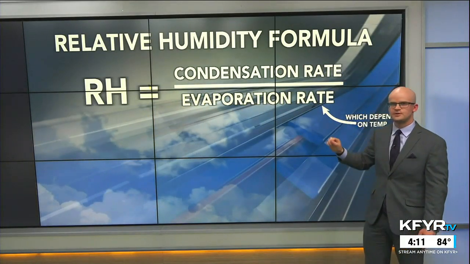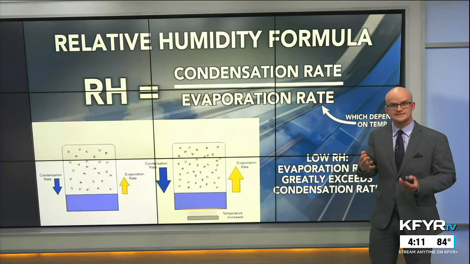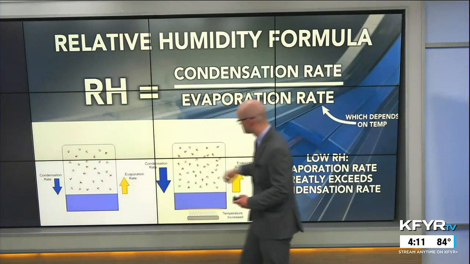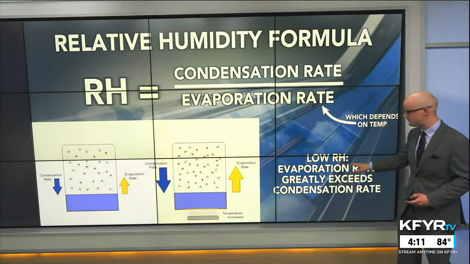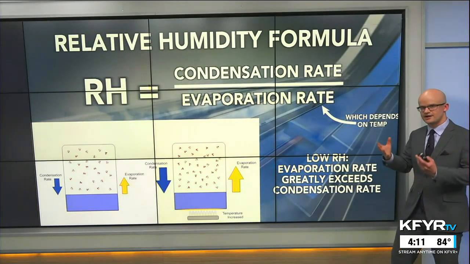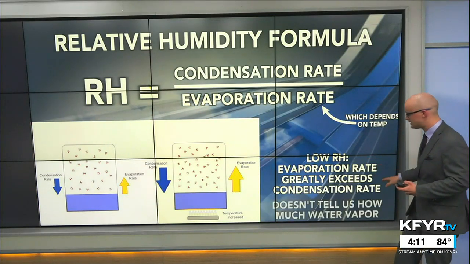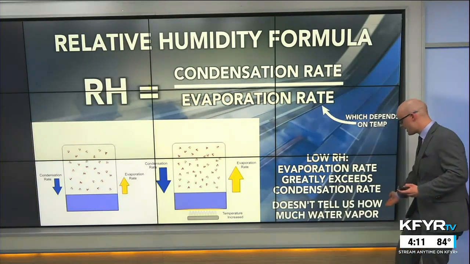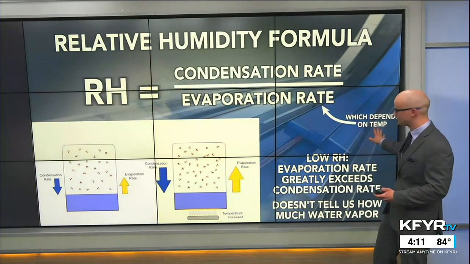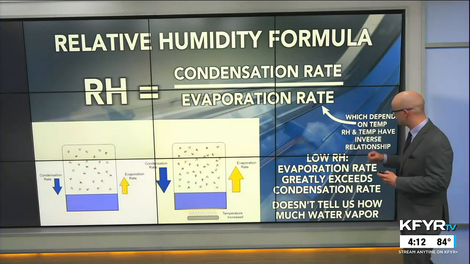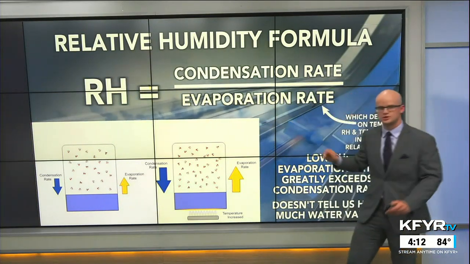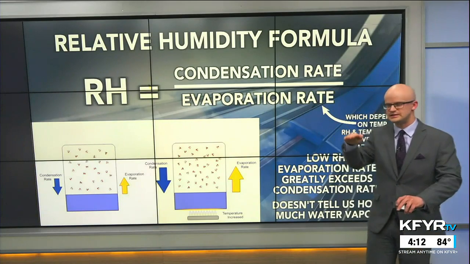That's why our relative humidity percentage will fluctuate throughout the day based on our air temperature. So let's have this little diagram here with our condensation rate compared to our evaporation rate. If we have a low relative humidity, the evaporation rate greatly exceeds that condensation rate. We have not much water vapor in the atmosphere, but it doesn't tell us a whole lot about how much water vapor we have exactly, because it depends on this temperature number. We'll get into how that plays out in a couple of seconds here, but the relative humidity and the temperature have an inverse relationship based on this equation. So when our temperature increases, our relative humidity decreases.